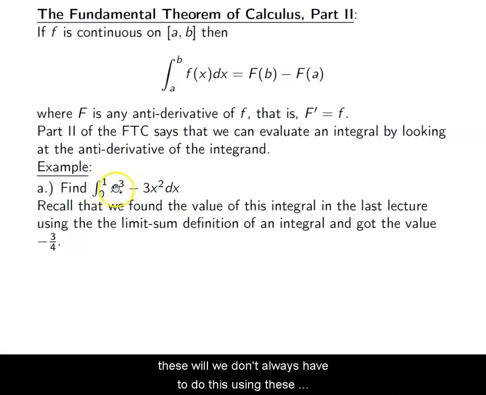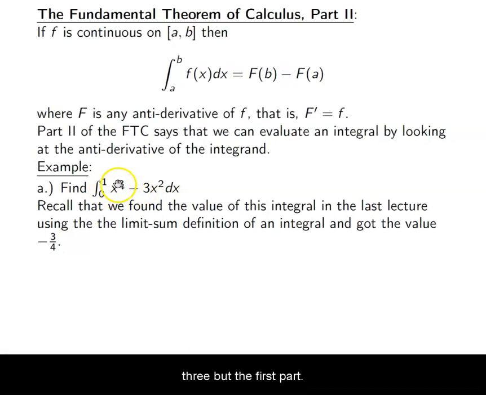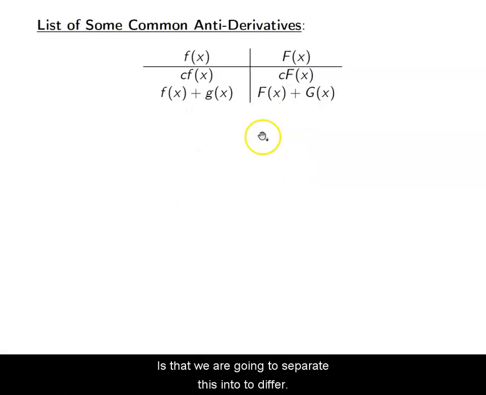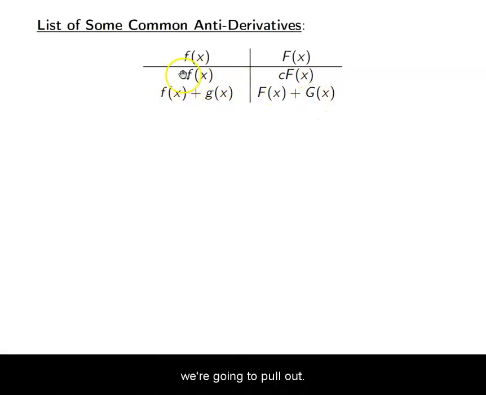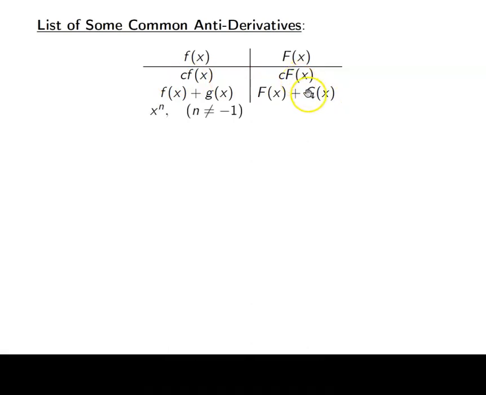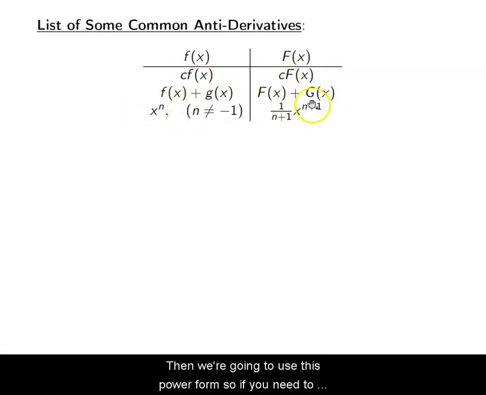So the easiest way to do these, well, we don't always have to do this using these 3 properties, but the first property we're going to use is that we are going to separate this into 2 different functions, 2 different integrals to find the antiderivative. And then we're going to pull out the constant value in the second integral that we have, and then we're going to use this power form.